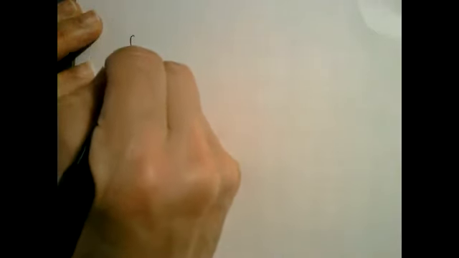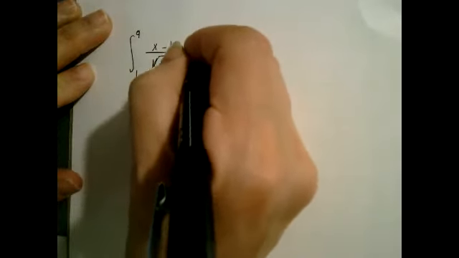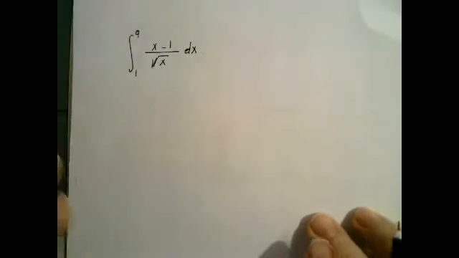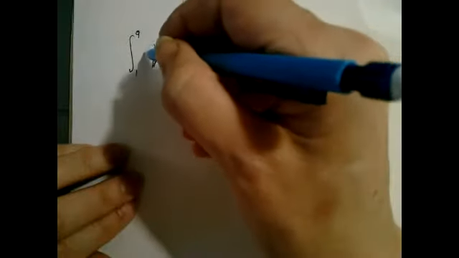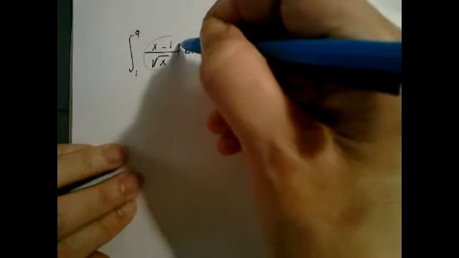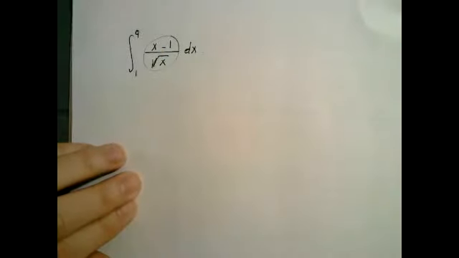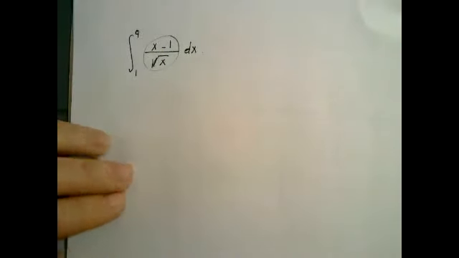Evaluate the following integral from 1 to 9 of (x minus 1) over square root of x dx. So remember, evaluating a definite integral using the fundamental theorem is really nothing more than finding the antiderivative, or the indefinite integral. And then once you know the indefinite integral, you do the evaluation.